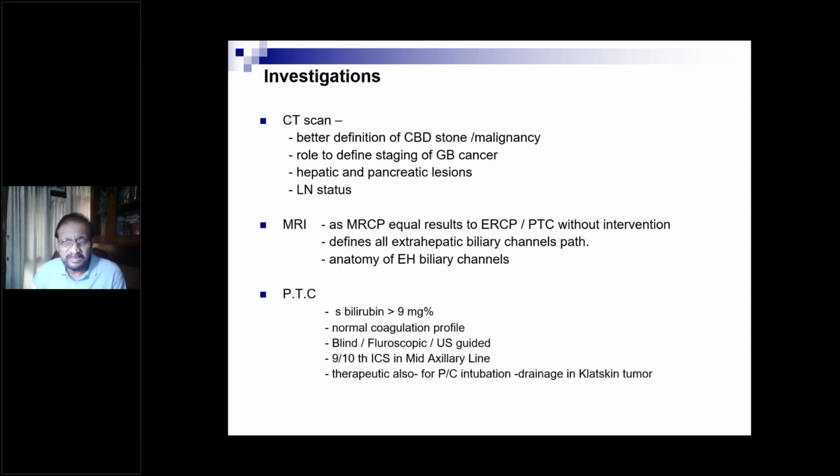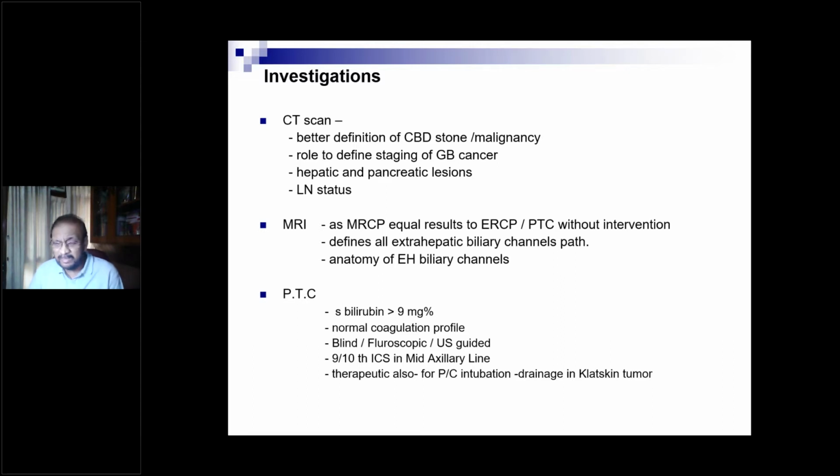cholecystectomy. CT scan: better definition of CBD stone, malignancy, role in defining gallbladder cancers, very good. Why? It tells you about the lymph nodes and tells you about the liver metastasis and mets elsewhere, hepatic and pancreatic lesions, lymph node status. CT scan is a very good method of investigating.